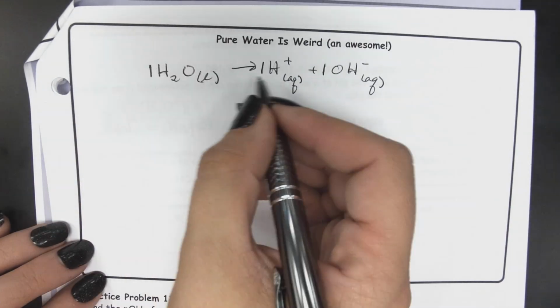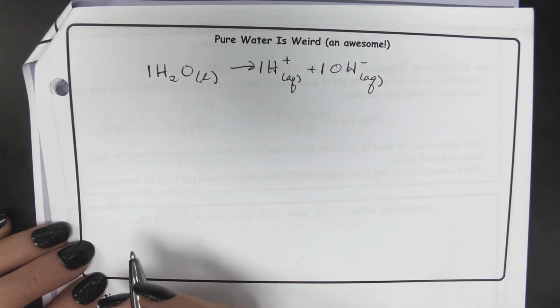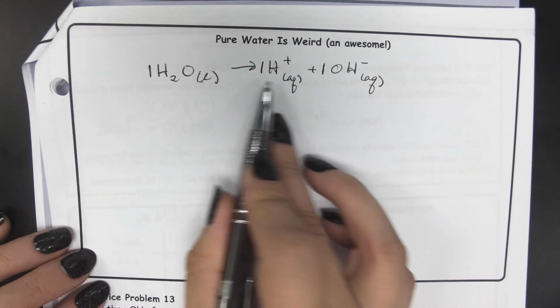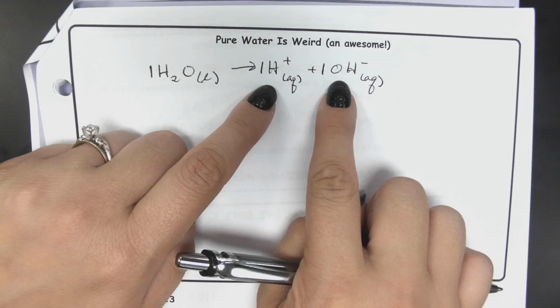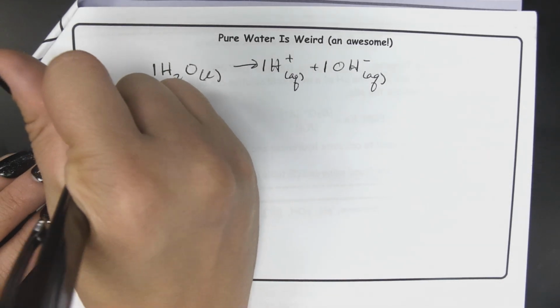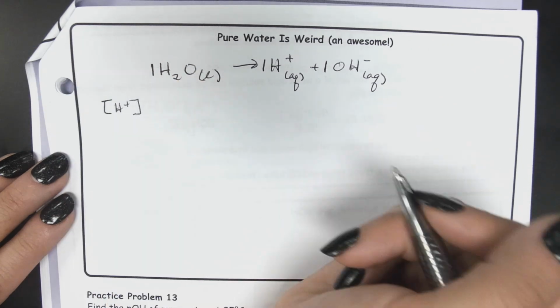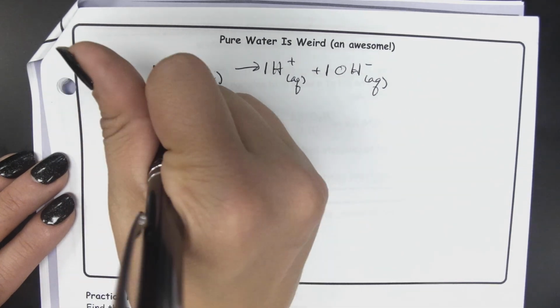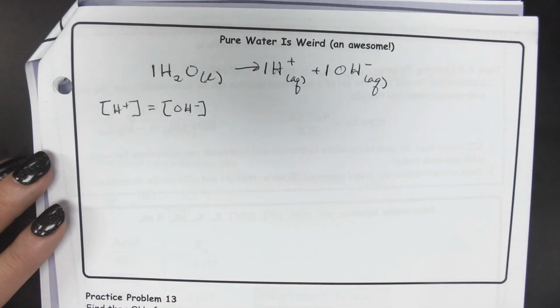And if there was 2, then it'd be 2, 2. And if there was 25, it'd be 25, 25. And so the amount of ions floating in the water, these are always going to equal each other, okay? Only in pure water, this is not true for acid and base solutions, only in pure water, the concentration of H plus will always equal the concentration of OH minus, okay?